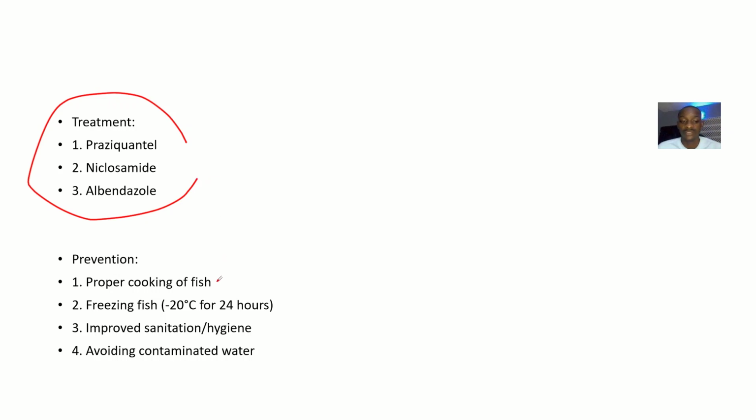Prevention: make sure that you cook your meat properly, or you could freeze your meat at a temperature of about minus 20 degrees Celsius for 24 hours, and this can help to kill the organism. Also improve sanitation and hygiene, and avoid contaminated water.